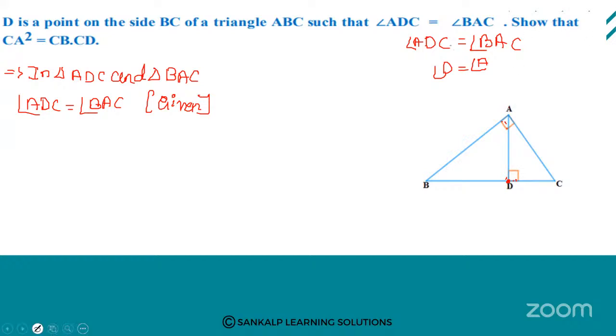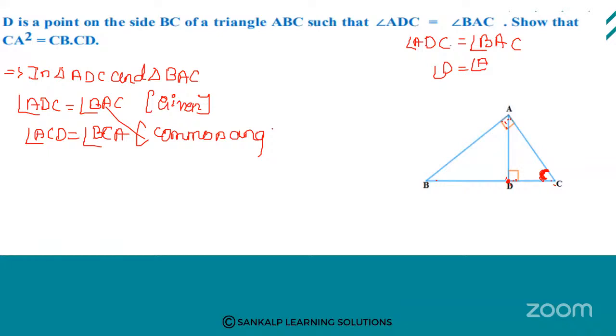For that, D is equal to A, so we say one angle is equal. Which is the other angle that is equal? In ADC and BAC, angle C is common for both the triangles. Okay, so in triangle ADC and triangle BAC, C is common, right? Therefore, I can say that angle ACD is equal to angle BCA. This is a common angle. Common angles are equal.